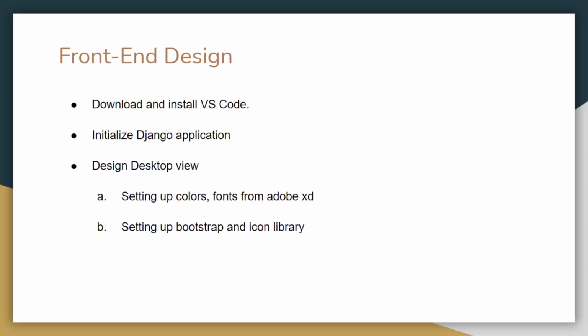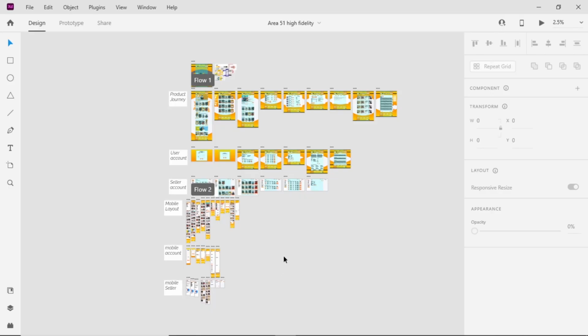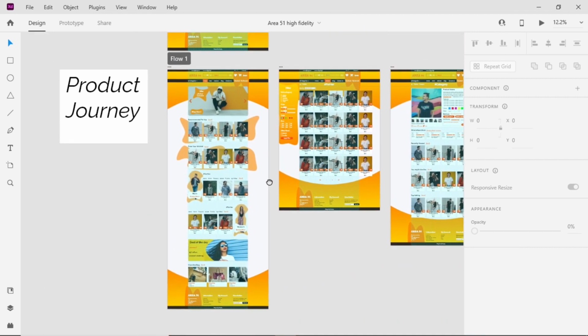With this we have completed the setup of colors, fonts, and also Bootstrap and icon library. Now let's get started with the proper HTML code. But before that, let me show you what we are going to do and how we will do it. Let's see our design in Adobe XD. So this is the design that we are trying to achieve, and basically we will be designing the home page.